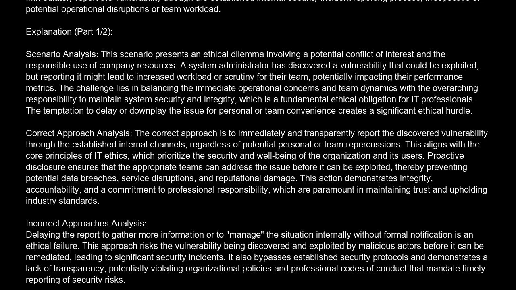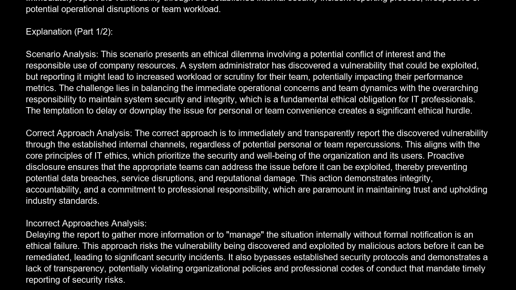Explanation. Scenario analysis. This scenario presents an ethical dilemma involving a potential conflict of interest and the responsible use of company resources. A system administrator has discovered a vulnerability that could be exploited, but reporting it might lead to increased workload or scrutiny for their team, potentially impacting their performance metrics. The challenge lies in balancing the immediate operational concerns and team dynamics with the overarching responsibility to maintain system security and integrity, which is a fundamental ethical obligation for IT professionals. The temptation to delay or downplay the issue for personal or team convenience creates a significant ethical hurdle.